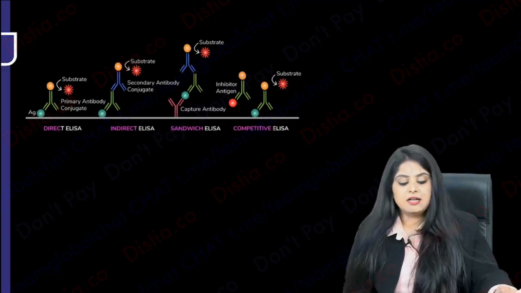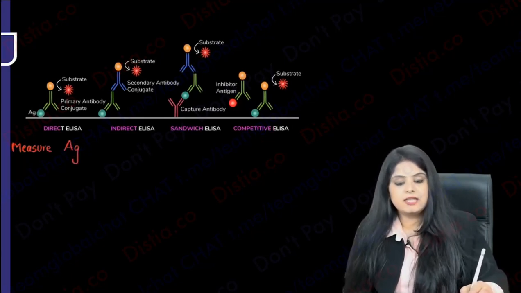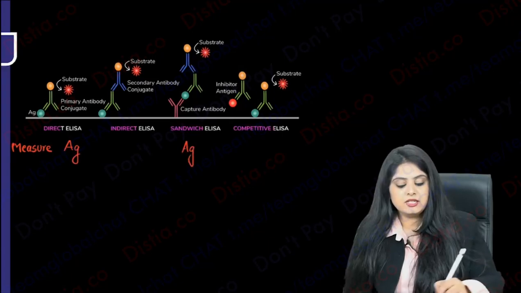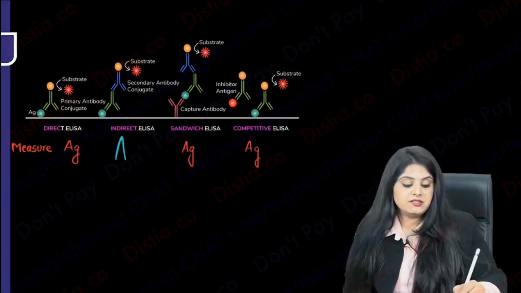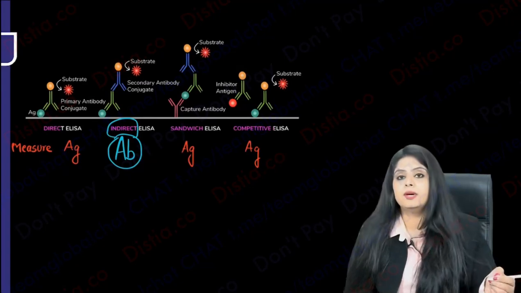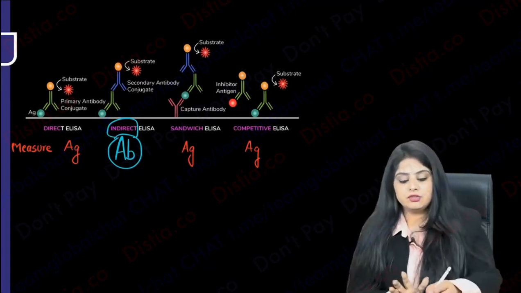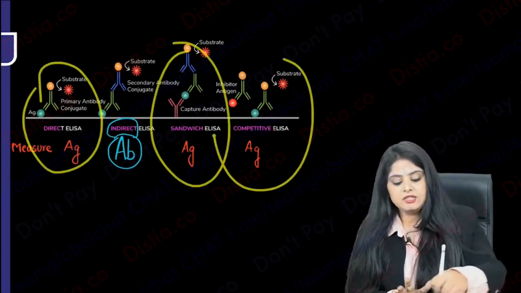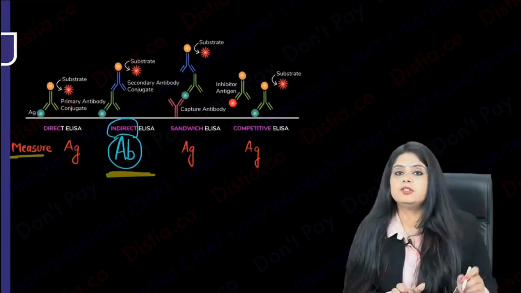Now let's start one by one. In direct ELISA, what are you measuring? First memorize this. In direct ELISA, you're measuring the antigen. In sandwich ELISA, you're measuring the antigen. In competitive ELISA, you're measuring the antigen. Means where are you testing the antibody? In the indirect ELISA. Point number 1. Let's go into detail. You should know now what I am trying to look for in the patient. So in all of them, you are trying to look for antigens in the patient. The only one where you're trying to measure antibodies in the patient is indirect ELISA.